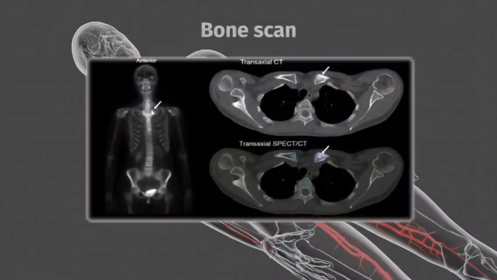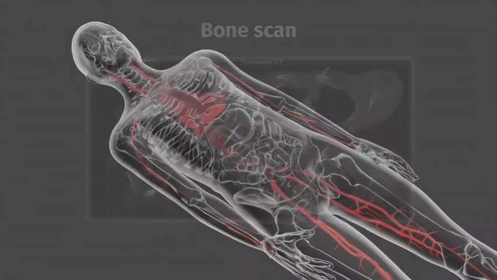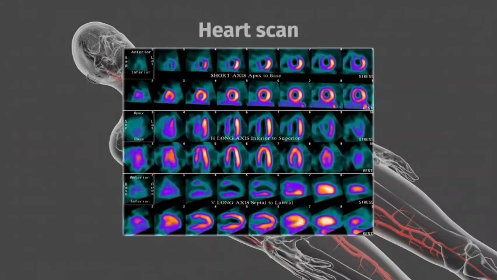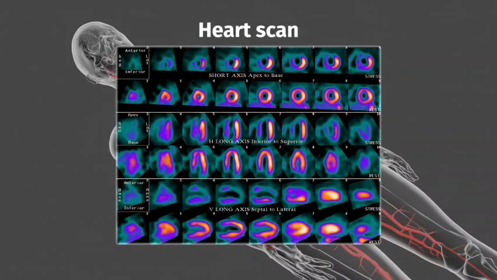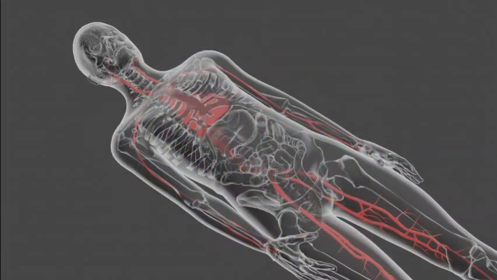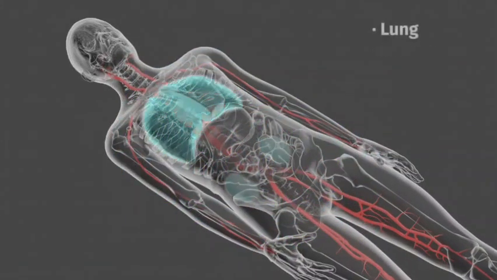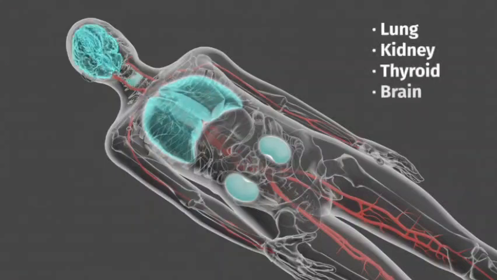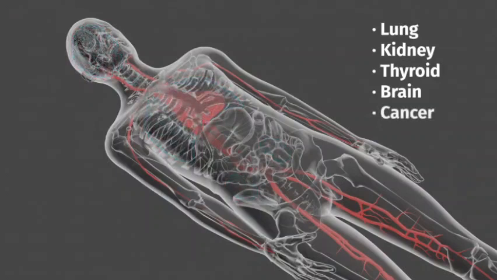The most common procedure is the bone scan, to detect and assess changes in bone function associated with cancer, trauma, metabolic changes, and many other diseases. The function of the heart can also be evaluated by examining the blood moving through the heart or imaging the blood flow and movement of the heart muscle itself to diagnose a variety of diseases. Nuclear medicine can also be used to study lungs, kidneys, thyroid, brain, and many other organs and tissues in the body, and more importantly, to investigate cancer.